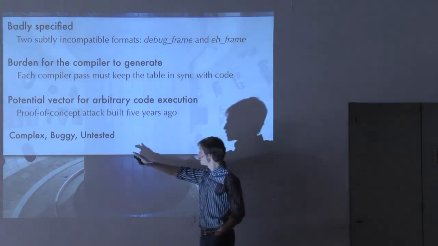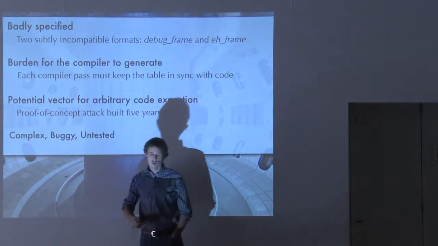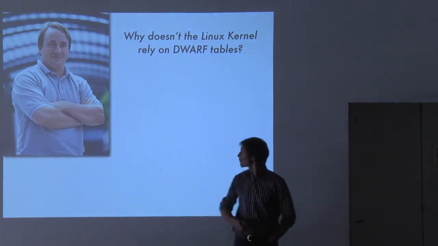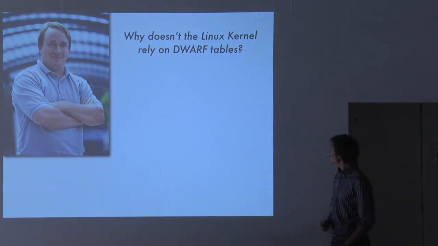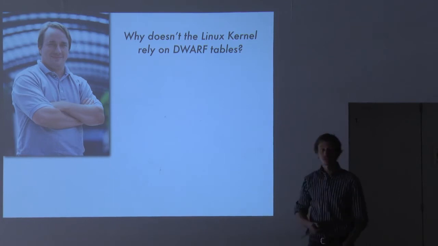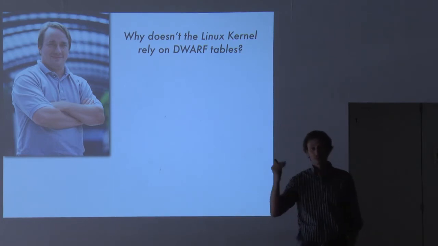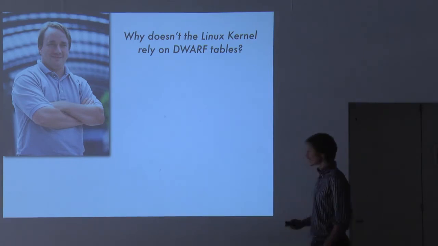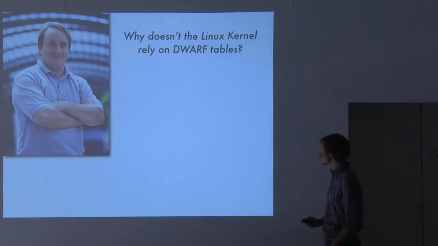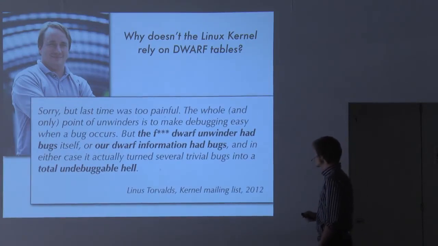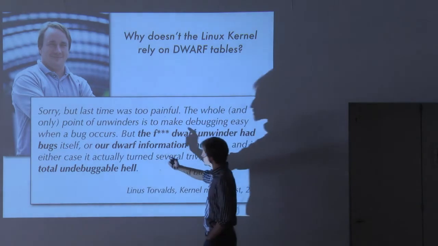How buggy and how untested and how complex? Well, Linus Torvalds can explain to us. We can ask him, why doesn't the Linux kernel rely on DWARF tables and insist on compiling with a base pointer? So wasting one register, even if you're on IA-32, which has some cost. And the answer is in an email that he sent to the kernel mailing list, and let's read it because it is informative.